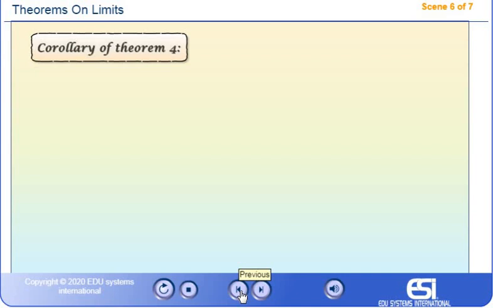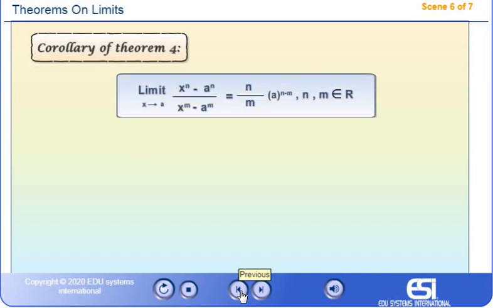Corollary of theorem 4. Limit x power n minus a power n over x power m minus a power m as x tends to a equals n over m times a power n minus m, where n and m are real numbers.